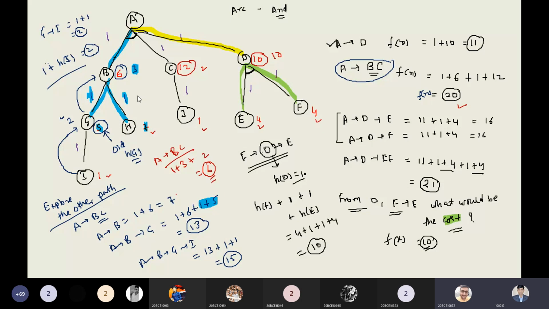Which is lesser than the heuristic value. So what we can do, we can replace that value 12 with 2. Is it true? We have already done that.